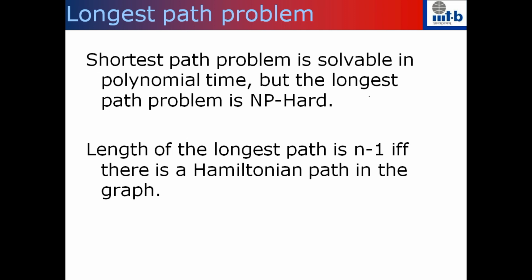But it's well known that the Hamiltonian path problem is an NP-hard problem, which also implies that finding the longest simple path in a graph is also NP-hard. So it's interesting to see that the shortest path problem is polynomial time, but the longest path problem is not solvable in polynomial time. It happens to be NP-hard. So what I want you to do is to think why this is really the case.